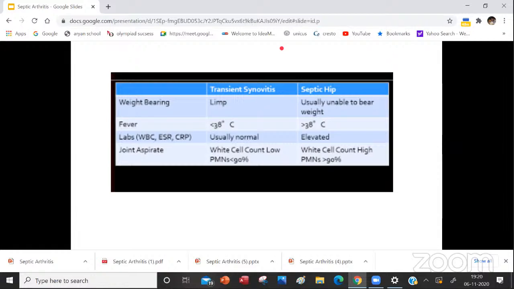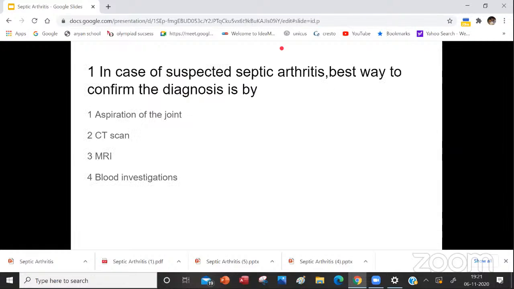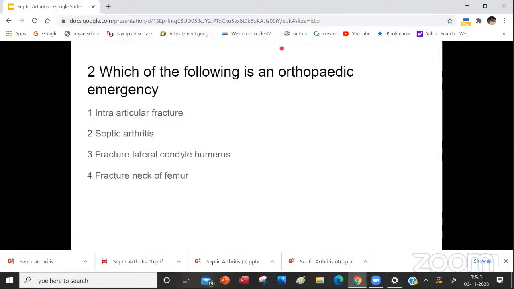We have to differentiate between transient synovitis and septic hip, because transient synovitis, as the name itself suggests, subsides with rest and anti-inflammatory drugs. Which of the following is an orthopedic emergency? Which of the following is an orthopedic emergency? Fracture neck of femur.